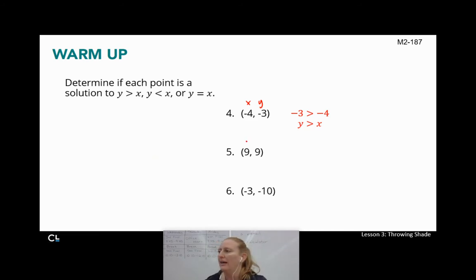For number 5, both my x-coordinate and my y-coordinate are 9, and so they are equal to each other. So my y-coordinate is equal to my x-coordinate.